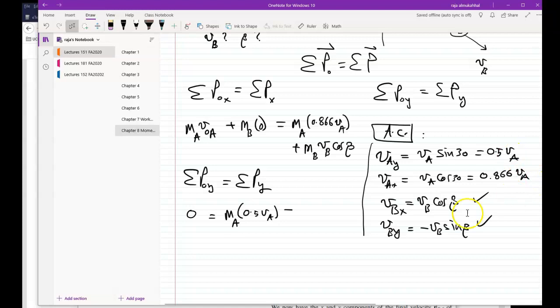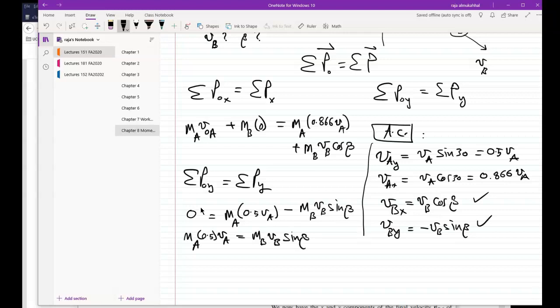minus this one. mB times the minus here, I'm going to have vB sine beta. There we go. Okay. Now, what's cool about this equation is, remember, I know vA already, so I can get a lot of information out of this one. So let me move this part right here to the other side, and that's going to be mA times 0.5 vA equals to mB vB sine beta.